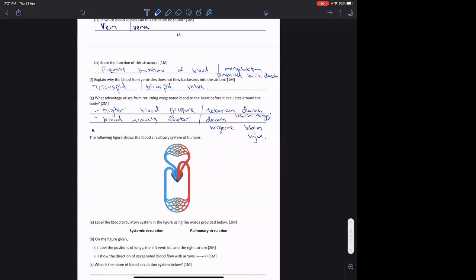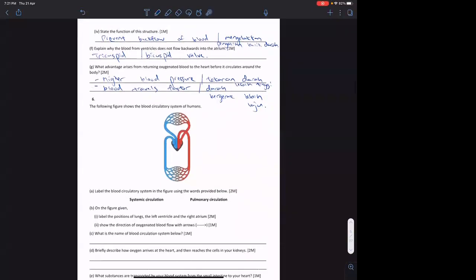Okay, simple, this one you should be able to do. Let's go to the next one, number 6. So, the blood circulatory system of humans. You have your systemic circulation and your pulmonary circulation. So what is your systemic? Systemic is here, going to your body. Pulmonary is here, going to your lungs. Like I told you, whenever you see the word pulmonary, it means lungs.